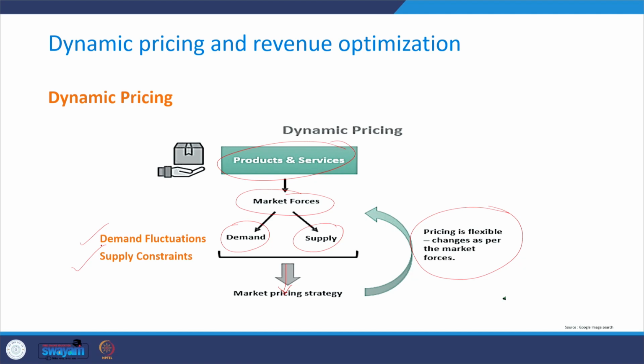Now, the second market force is supply constraints. Services often have limited capacity or resources, leading to supply constraints that can affect pricing decisions. Dynamic pricing allows businesses to manage capacity utilization efficiently and optimize revenue based on supply availability. So, again, there are two conditions. There can be a limited capacity or supply, or there can be excess capacity or excess supply.